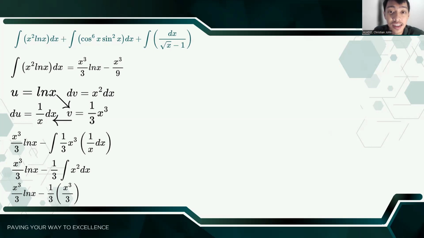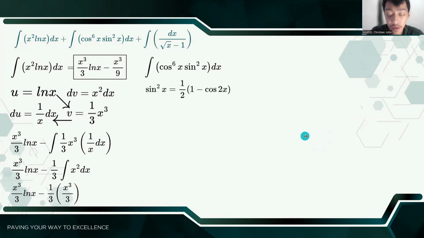Now, let us take the integral of our second term, which is cos raised to 6x sine squared x dx. For this problem, we can apply trigonometric transformation, wherein we use sine squared x equal to 1/2 multiplied by 1 minus cos 2x and cos squared x equal to 1/2 multiplied by 1 plus cos 2x. So as we know, this is from our double angle identities.